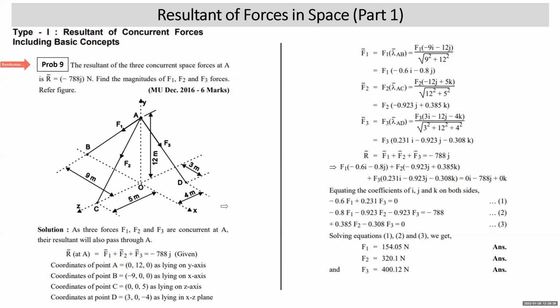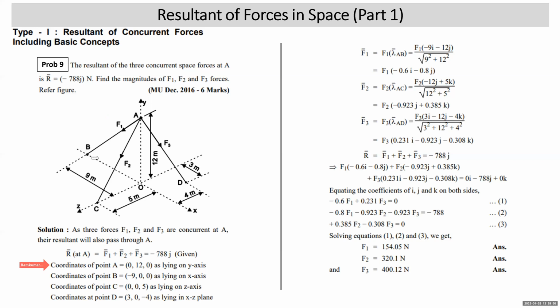If I look at this diagram, students, point A is lying on the y-axis. Force F1 is acting from A towards B. F2 is acting from A towards C. F3 is acting from A towards C. Now we need to write the coordinates of various points. We understand that the three forces are concurrent at A, so we'll write them in vector form. Coordinates of point A, as it is lying on the y-axis, will have only a y coordinate: 0, 12, 0.